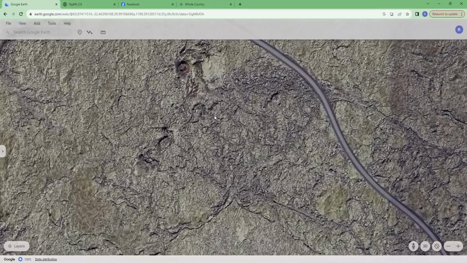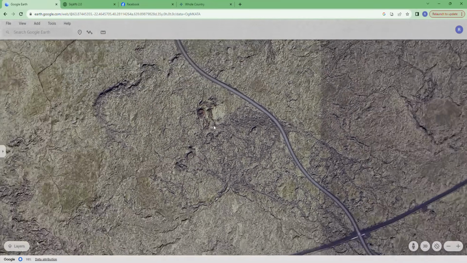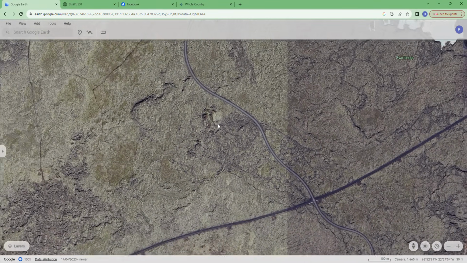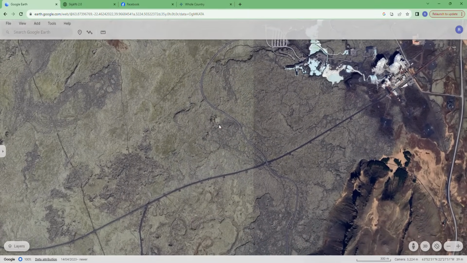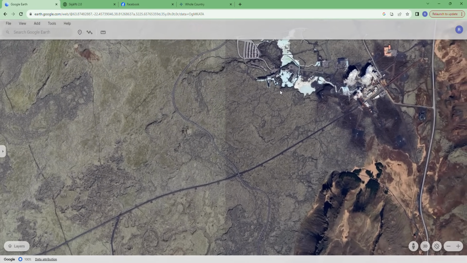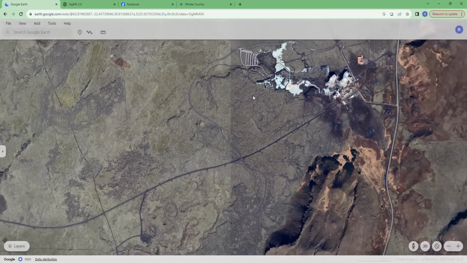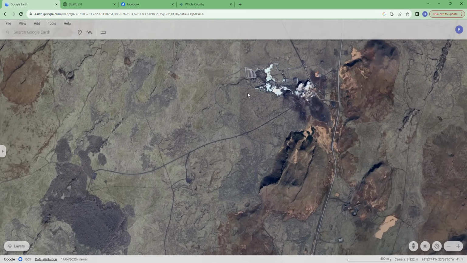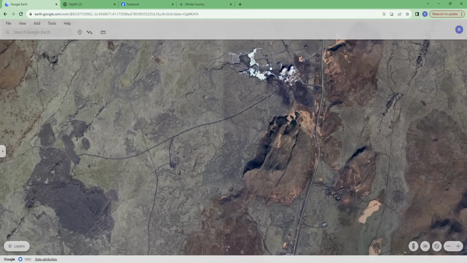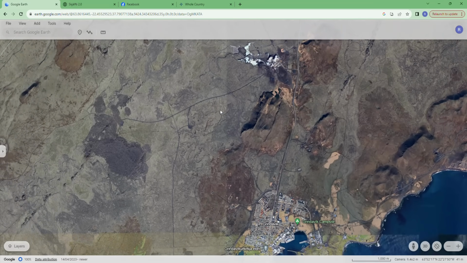So those are the craters, and that's where we would likely see the eruption, right here next to the Blue Lagoon. The distance to the Blue Lagoon is really 1-2 kilometers, very close. Yeah, the distance to Grindavik is about 7 kilometers, so it's quite a distance to the city. But Grindavik is kind of protected by the mountains.